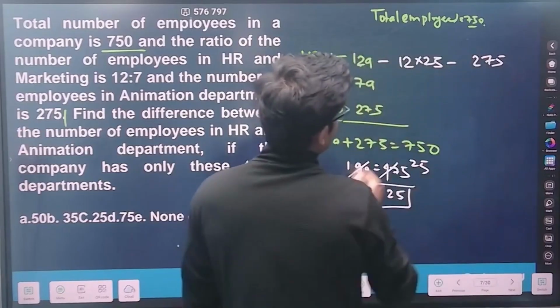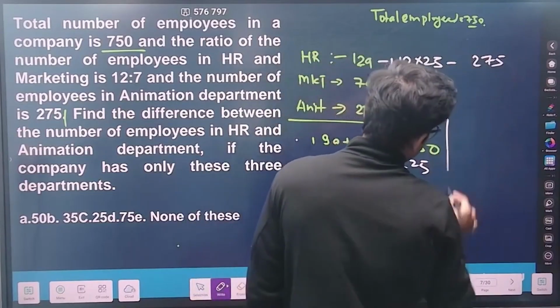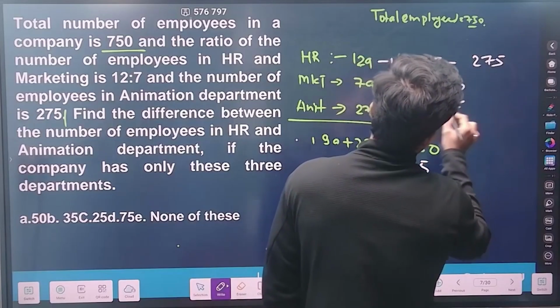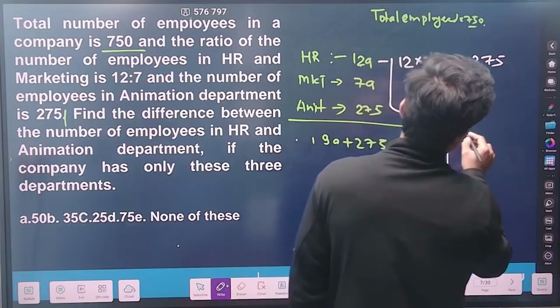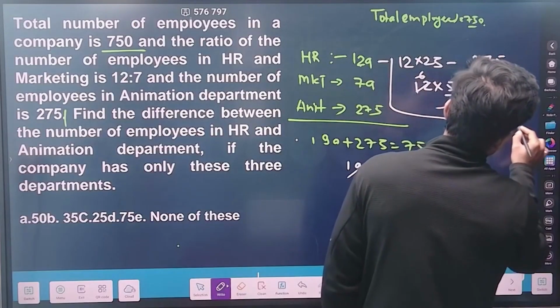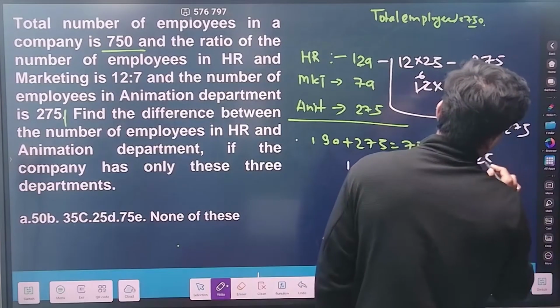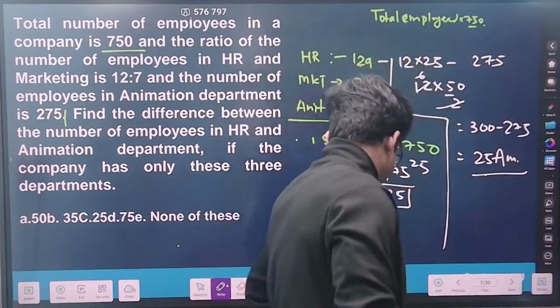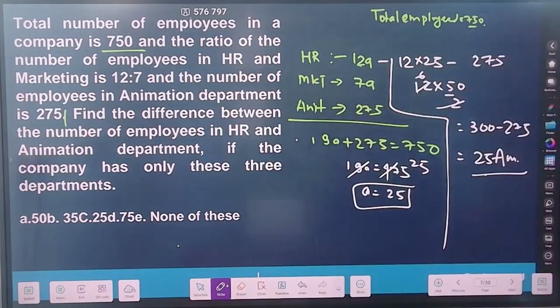I hope you're getting it. For easy calculation, you can also write this as 12 into 50 by 2. 2 sixes are 12, 6 fives are 30. So 300 minus 275 gives you 25 as your answer. I hope you understood. Very good, Maulik.